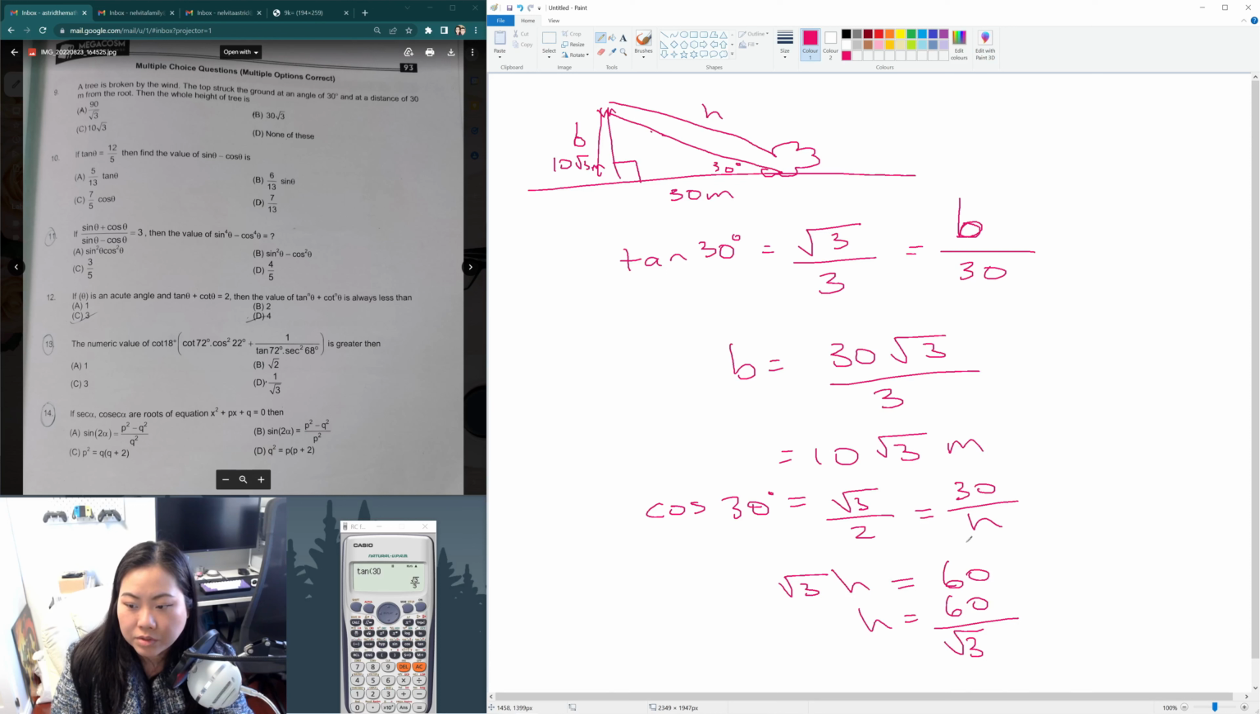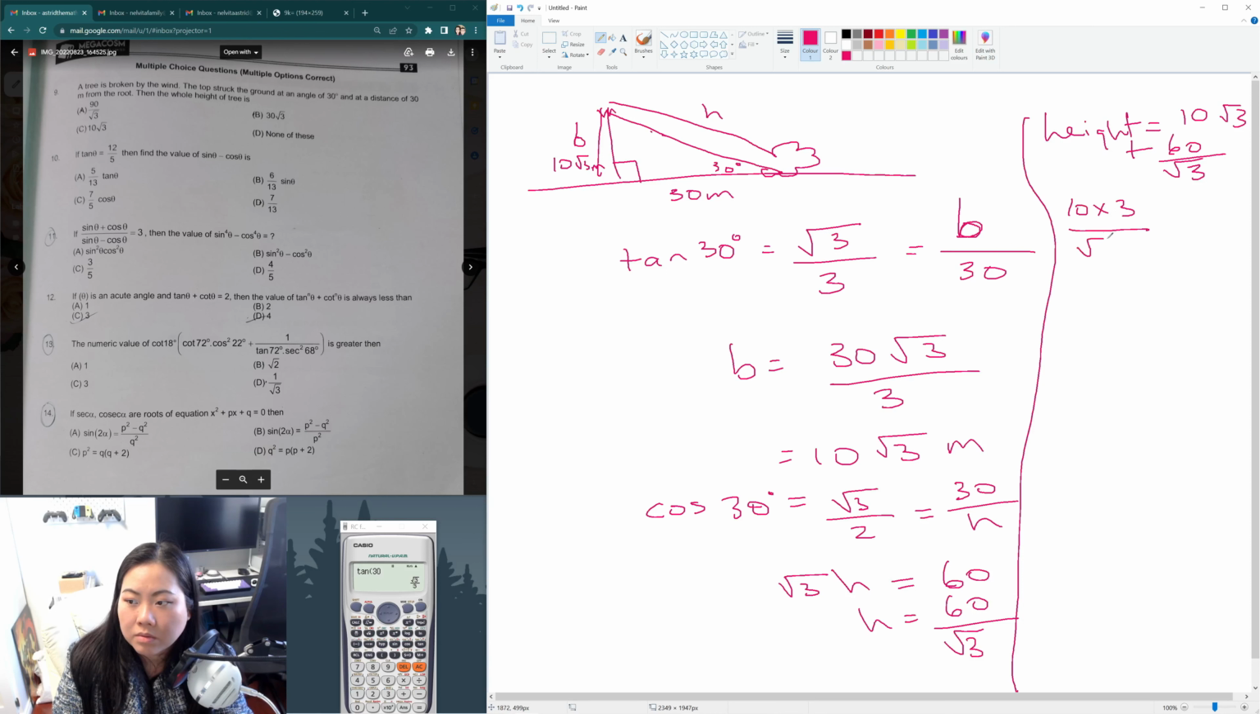Therefore, the height of the tree, I've run out of room, just gonna go over here. Height of the tree is gonna equal 10 root 3 plus 60 over root 3. Okay, let's make it into one term instead of two. So I'm going to times 10 root 3 by root 3 on root 3. So that's going to be 10 times 3 on root 3 plus 60 on root 3.